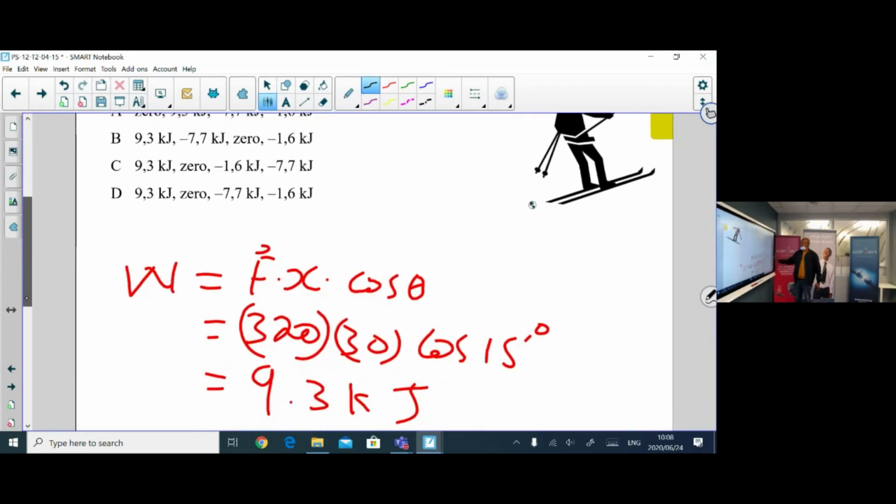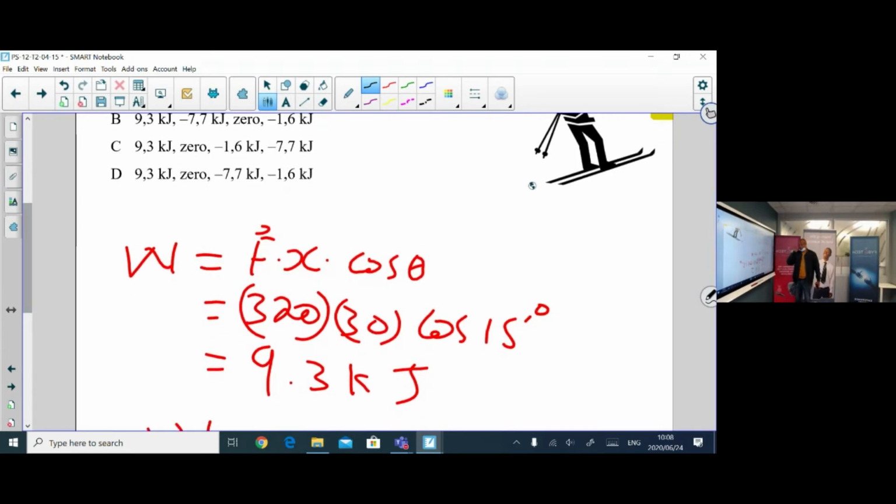Okay, I just want to show you these answers. Let us start with the first. The work done by the pull, where the force is equal to 320. You have to say W equals F d cos theta, where the force is 320, the distance is 30, and theta is 15 degrees.